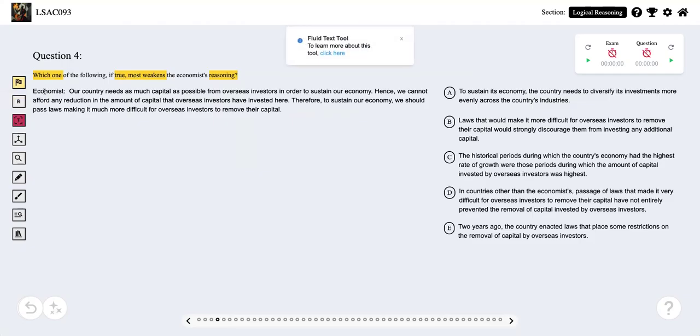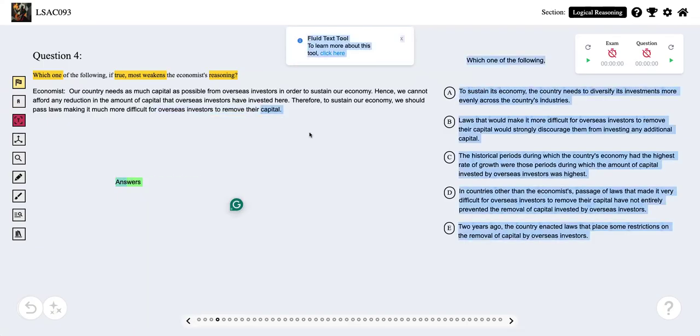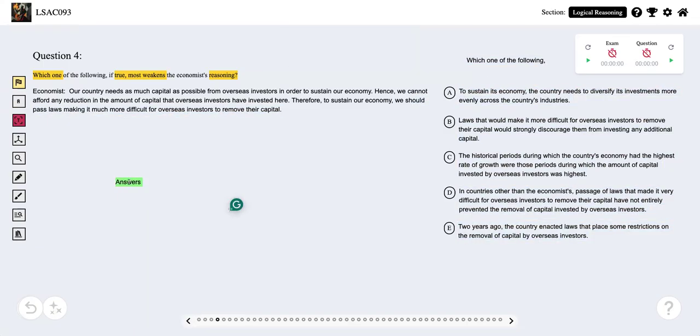I'm going to go ahead and select the fluid text editor tool. I will copy and paste this above the answers. Just as a reminder, you can use the annotate tool to remind myself that I am looking for one of these answers here.